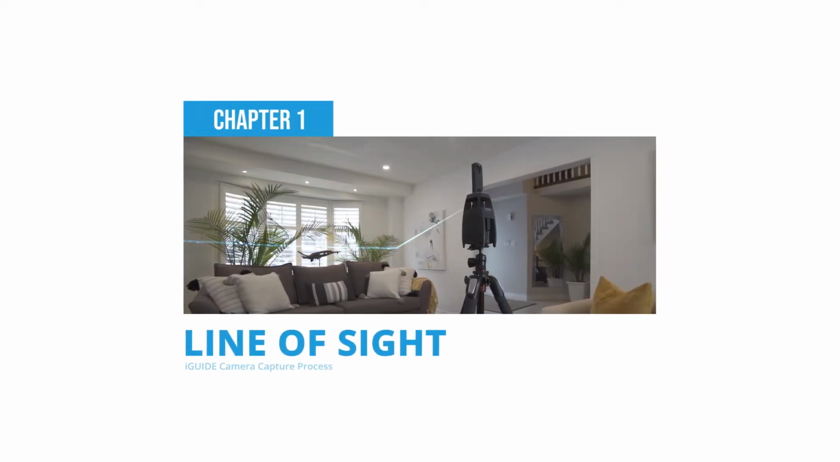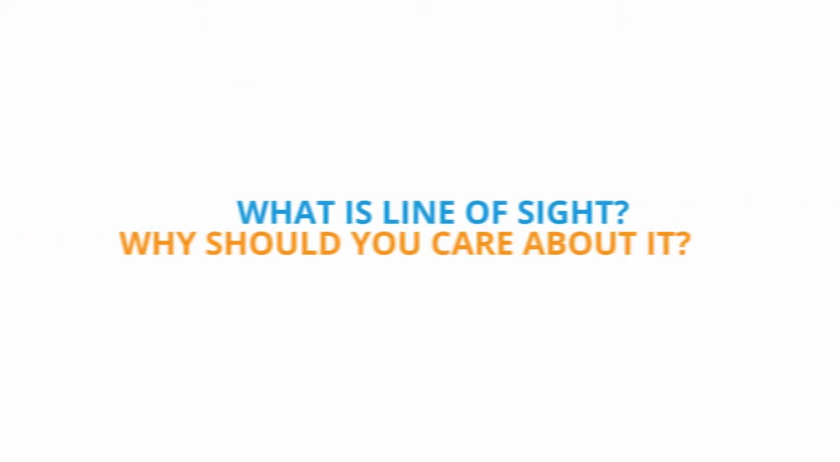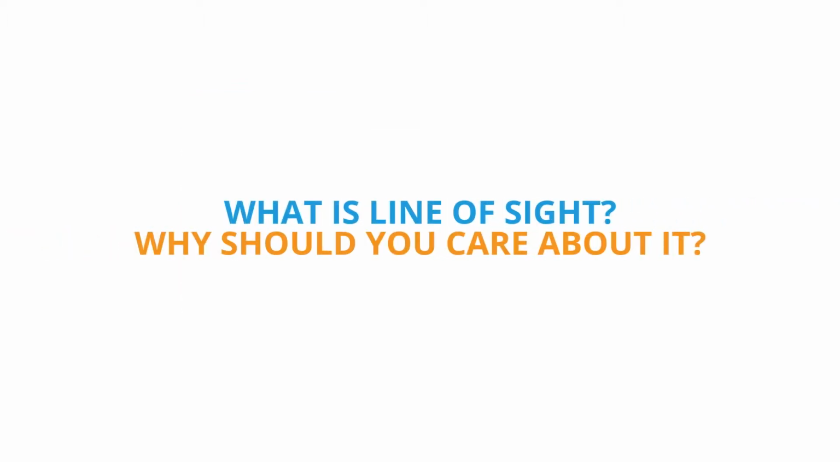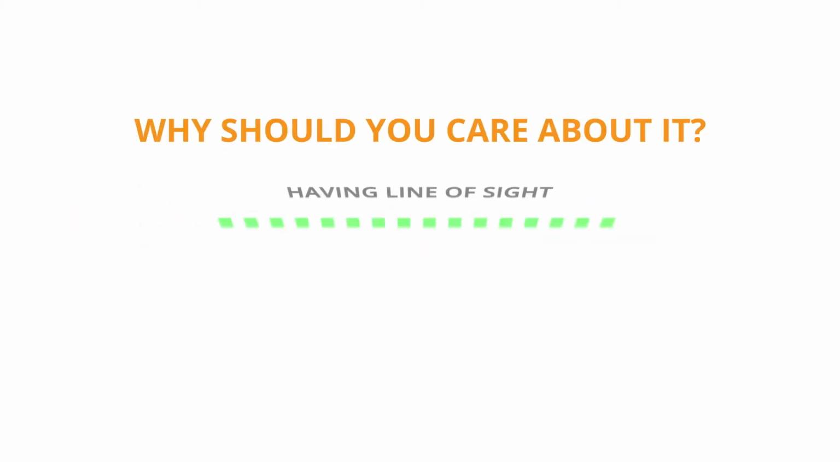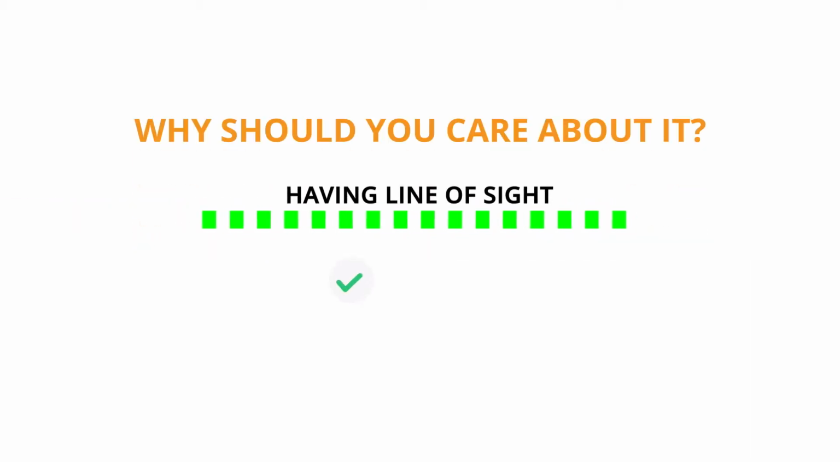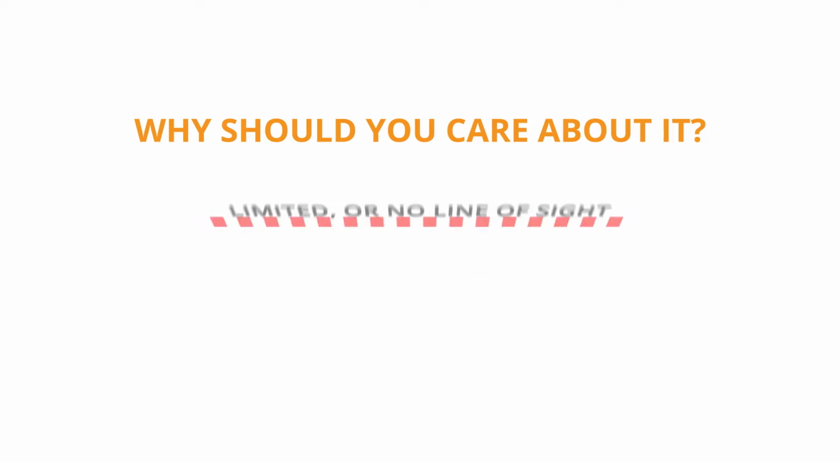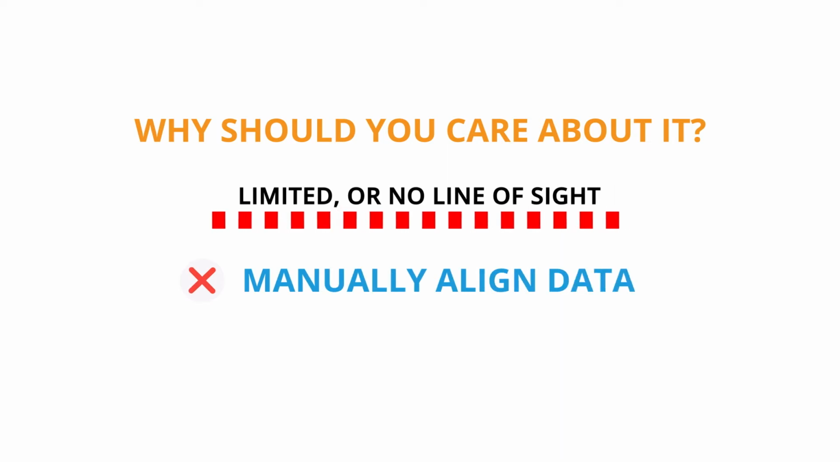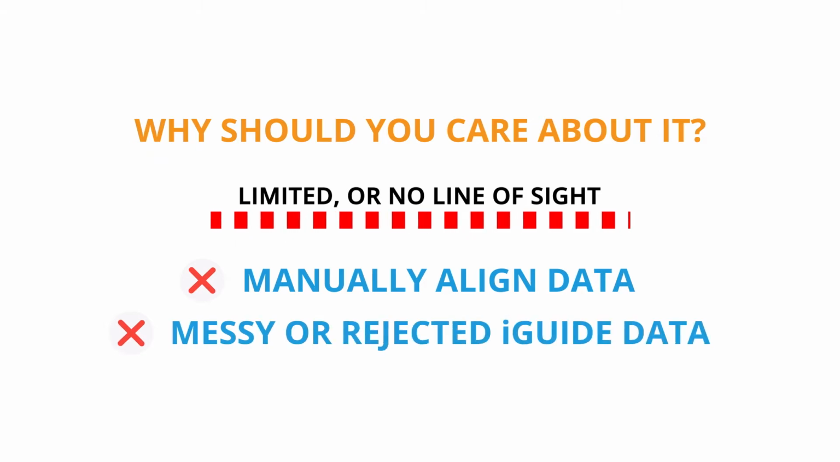Chapter 1. Line of sight. First of all, what is line of sight and why should you care about it? Let's start with why you should care. Having line of sight means that your life is made easier and your workflow is faster. Without line of sight, you are forced to manually align the data in Survey or Stitch. Misaligned data is likely to be rejected by your drafting team.